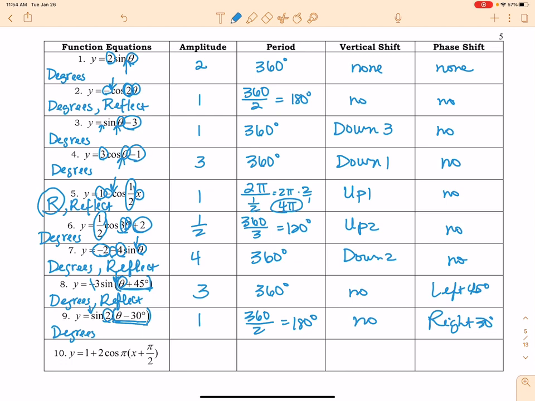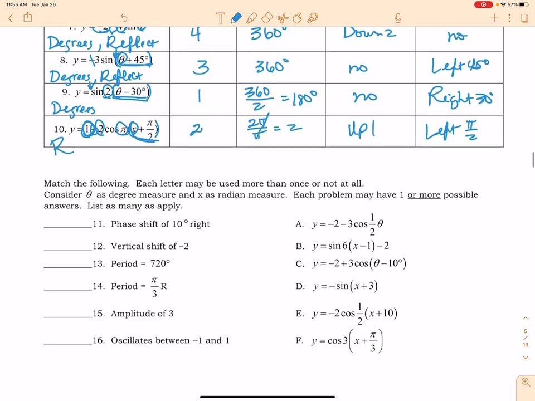Okay, and here's our last problem in our table. We have y equals 1 plus 2 cosine pi times, okay, our parentheses x plus pi over 2. All right, we are in radians because we have an x right here. We do not have a reflection because this is positive. The amplitude, of course, is going to be 2. The period is going to be 2 pi divided by pi, which is 2. It's just reducing. And then a vertical shift, we do have a vertical shift of up 1, and we do have a phase shift, which would be left pi over 2. Easy peasy, lemon squeezy.